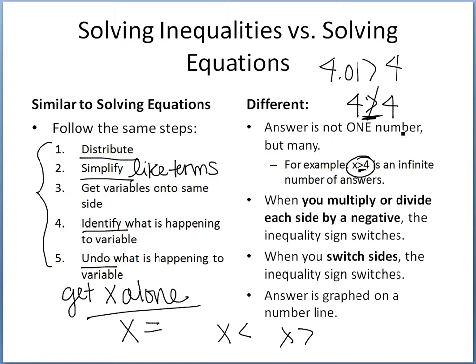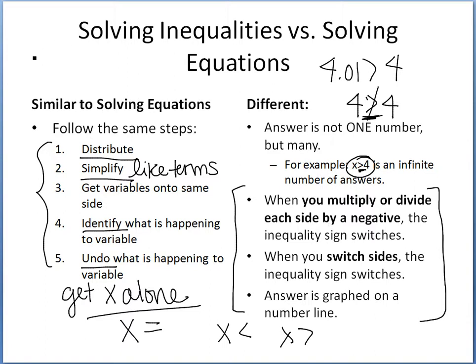Alright, two major differences. These I do want you to make sure that you've got down right here. Or 3, I guess. The top 2 are most important. When you multiply or divide each side by a negative, the inequality sign switches. That is huge. I'll go over on the next slide why that's true. And also, if you switch sides, the inequality sign changes.